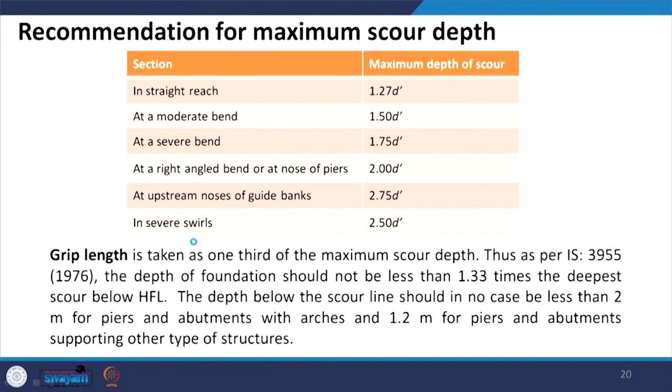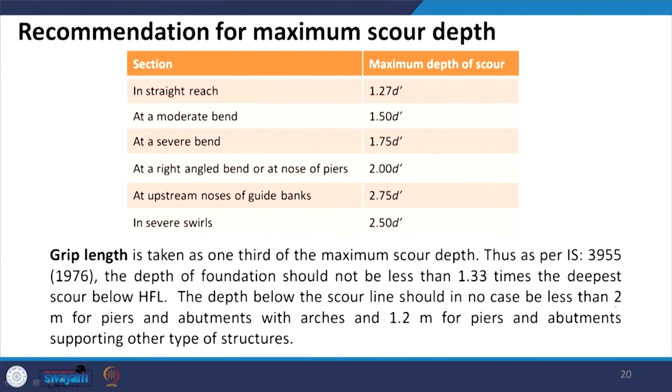Thus, as per the IS code, the depth of foundation should not be less than 1.33 times the deepest scour below HFL. So, the depth of foundation should be at least 1.33 times the deepest scour below HFL. The depth below the scour line should in no case be less than 2 meter for piers and abutments with arches and 1.2 meter for piers and abutments supporting other types of structures.